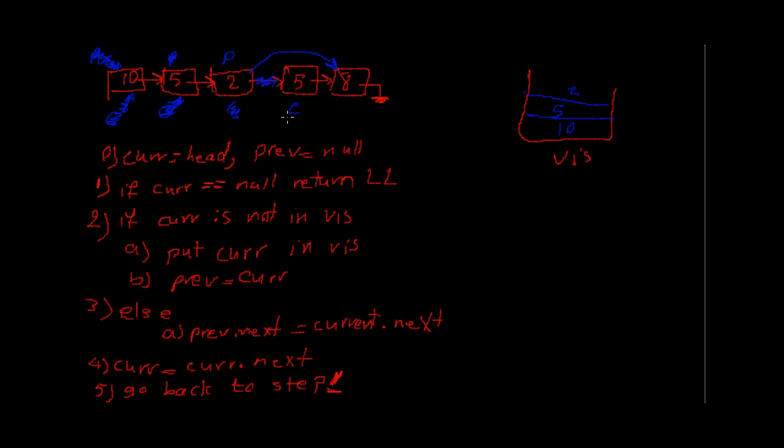Okay, now what it does is detach the rest of the linked list from this node 5, which has occurred before. So we're getting rid of the duplicate. Now the next step is saying that current is equal to current.next. So current.next is going to be 8, and then we look at it, and then we're gonna go back to step 1.